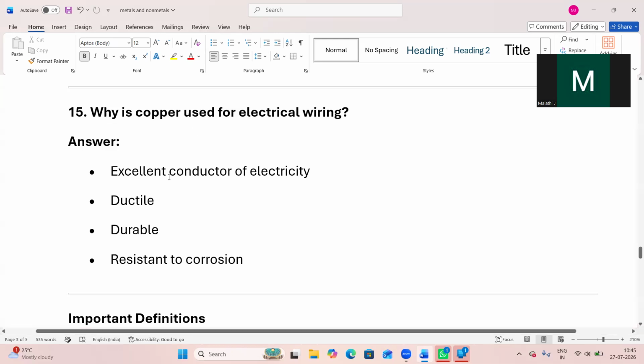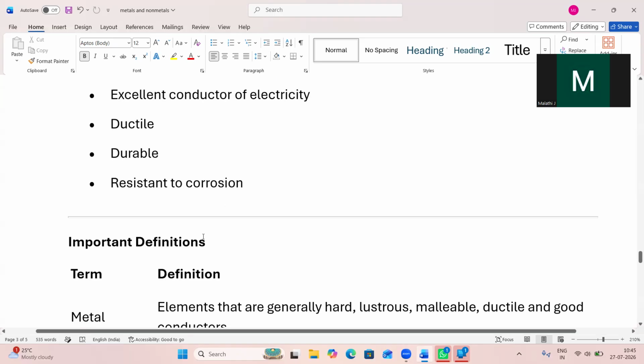Then it is ductile. Ductile, as we already said, means it can be drawn into thin wires. We need long wires with a small quantity of metal. Then it is durable and resistant to corrosion. If it rusts, it gets spoiled and short circuits will happen. So because of all these properties, we use copper for electrical wiring.